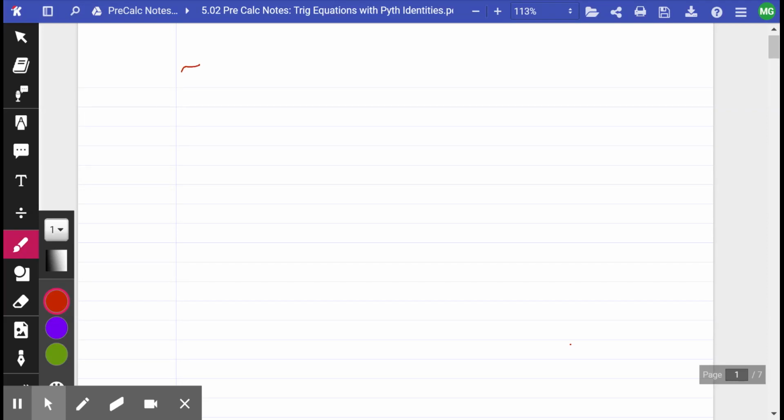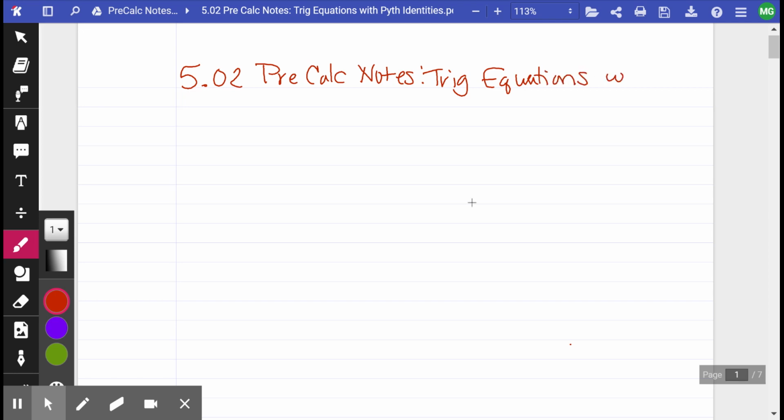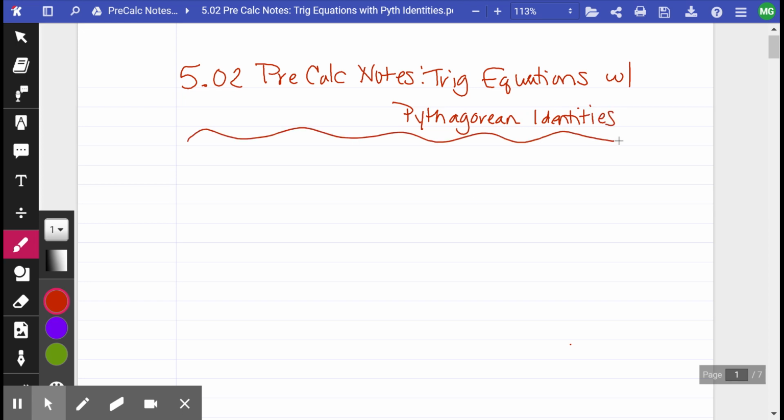Hello, we're on 5.02 pre-calc notes today. And we're going to talk today about trig equations using Pythagorean identities. So first thing we need to talk about is what the Pythagorean identities are.